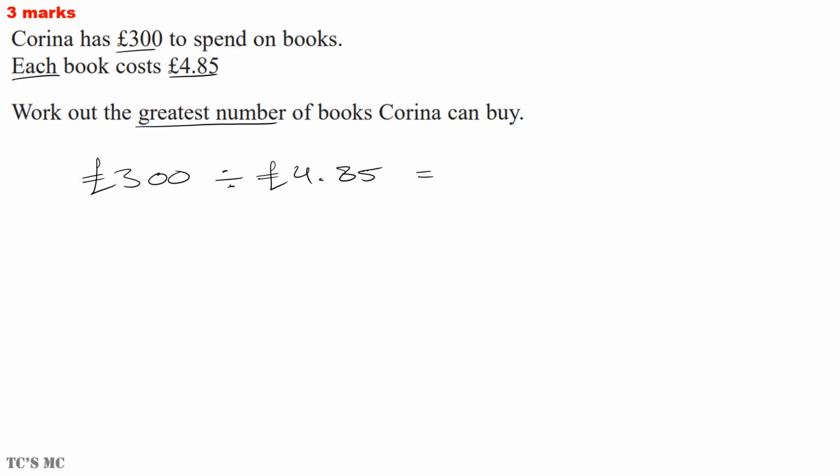For writing this, we get 1 mark. We end up with 61.85 something something something, and now we have a second mark. We do not have enough money for 62 books, so we cannot round up. That means the greatest number of books is 61 books, and that is our third mark.